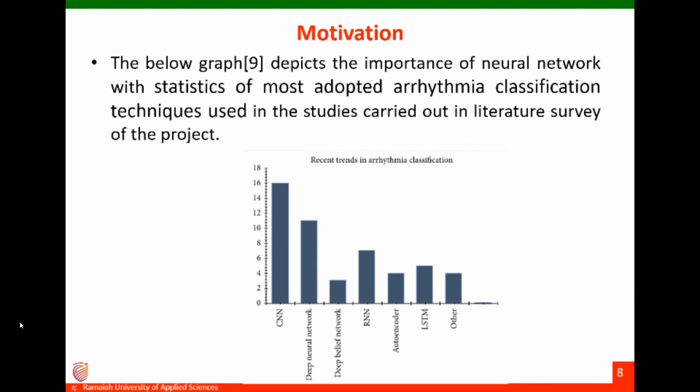So, going deeper with the CNN, CNN is one of the most widely used. As you can see in this graph, it depicts the importance of neural networks with the statistics of the most adopted arrhythmia classification techniques used in studies carried out in the literature survey of the project. We have referred to more than 20 to 30 papers, and say 60 to 70 to 80% were based on neural networks. As you can see here, 16 out of 18 times the CNN was used, then deep learning networks, then RNN, LSTM and others like SVM, etc. So here we'll look more at the CNN.